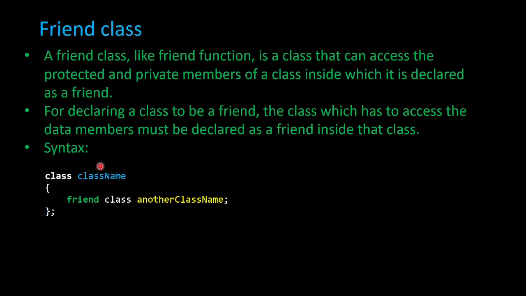Same as before, inside the class we declare another class to be a friend. So start with the keyword friend, then the class keyword, then the name of the class we want to declare as a friend. So if inside the class A I have to declare class B as a friend, I say friend class B. Now B can access all the members, private, protected, as well as public, of class A. Now let us see the implementation of friend class and friend function.